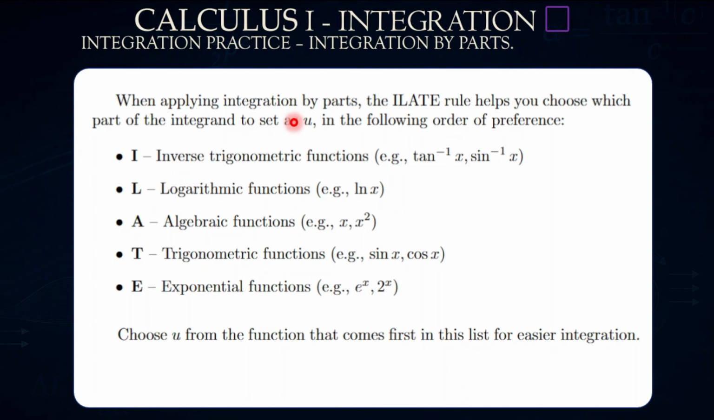Now, when applying integration by parts, we need to use what is called the ILATE rule. It is an acronym, so we can memorize which functions need to be taken as u in preference. So we need to take them in the following order of preference. I is the inverse trigonometric functions like tan⁻¹x or arcsin x. These are the inverse functions. That's first. Then the logarithmic functions such as ln x.